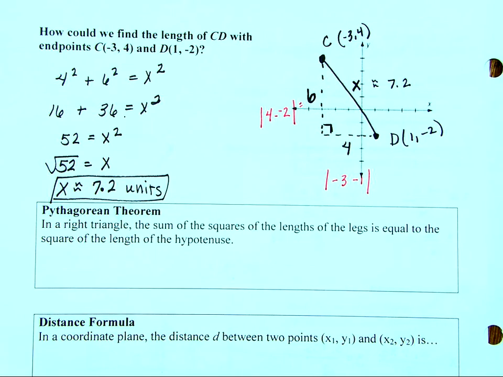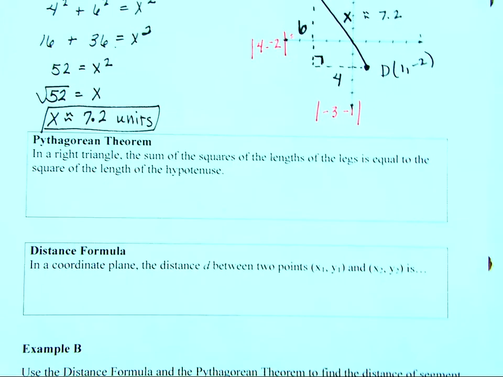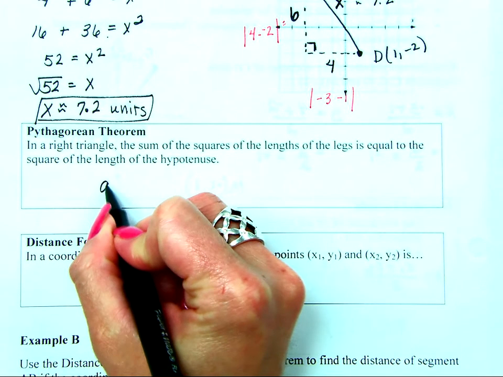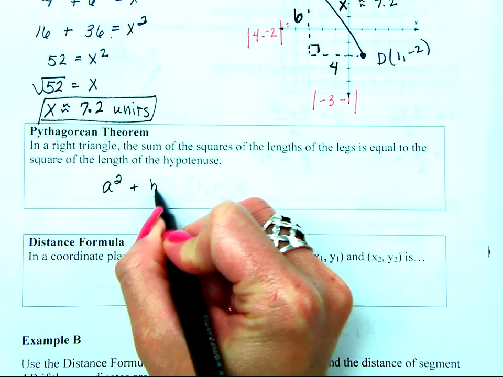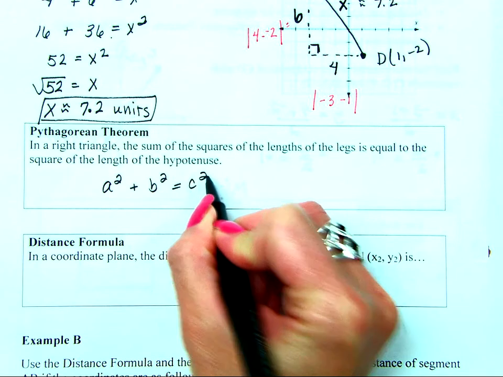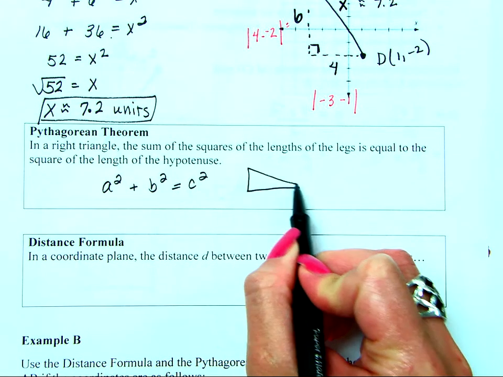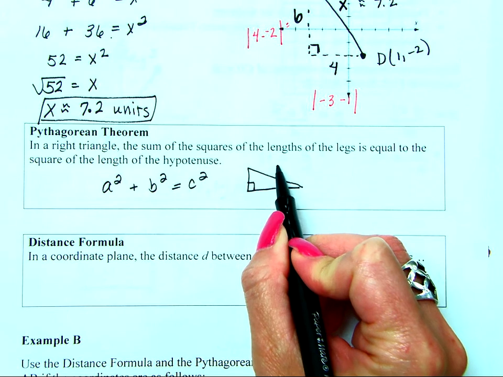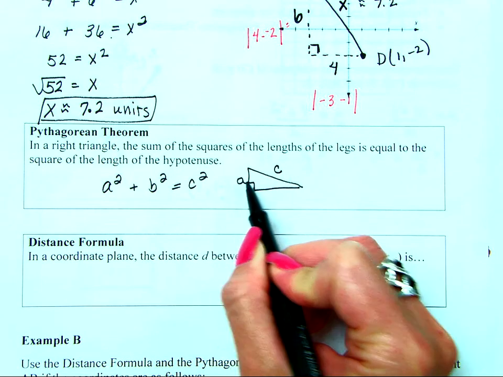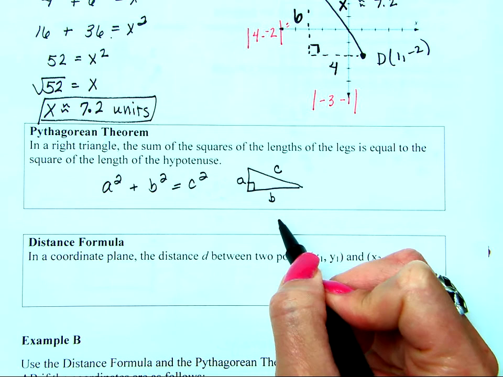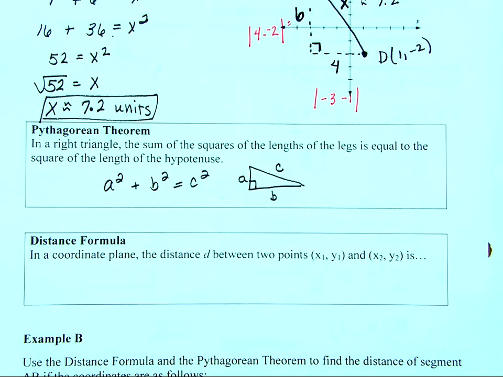Okay, we're going to come back to that, but a reminder: the Pythagorean theorem, as we said above, is a squared plus b squared equals c squared. We can use it with right triangles, and we know that our c has to be our hypotenuse, or the longest side of my triangle. Sides A and B can be interchanged, but C has to be the hypotenuse.